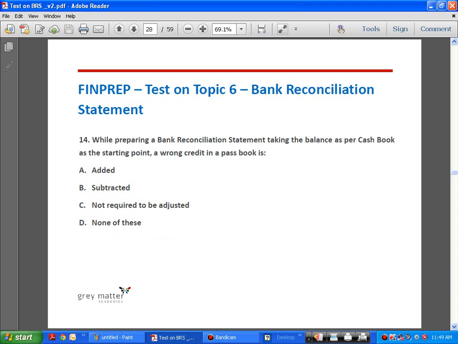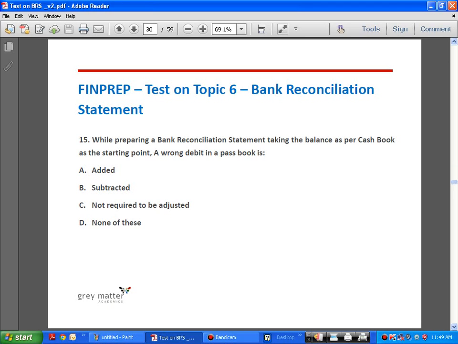Next, while preparing a BRS, taking the balance as per cash book as the starting point, a wrong credit in the passbook. Yes, when there is a wrong credit in the passbook, it means that the balance as per passbook is higher than the balance as per the cash book. So we are starting with the balance as per cash book and arriving at the balance as per passbook. So we have to add the wrong credit in the passbook.